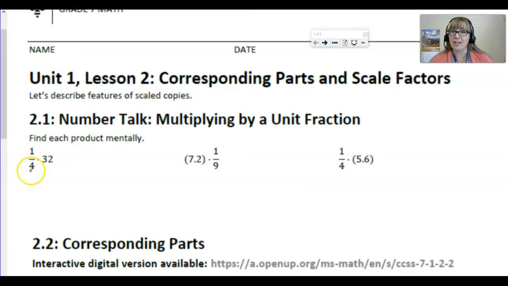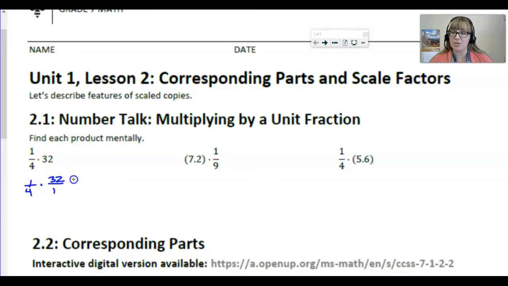And now we're back. I'm hoping that you did something like this. We know that 1/4 times 32, we would need to create a fraction so that we can multiply those fractions. So 1/4 times 32 is 1/4 times 32 wholes. And now that we have fractions, we can simply multiply straight across.